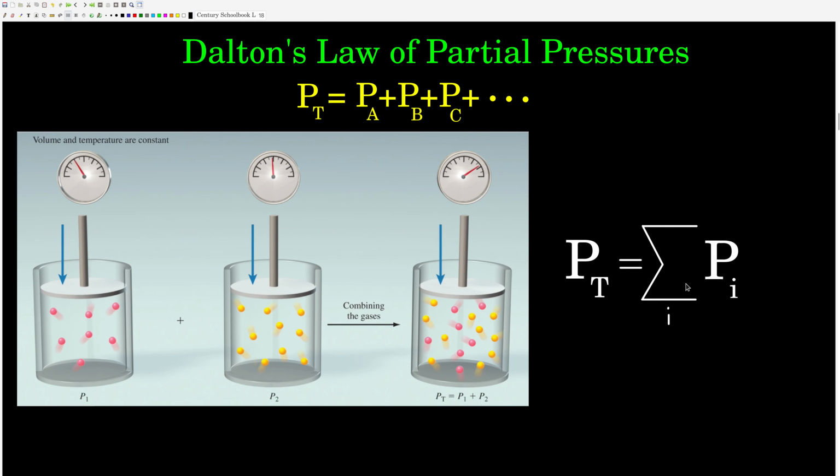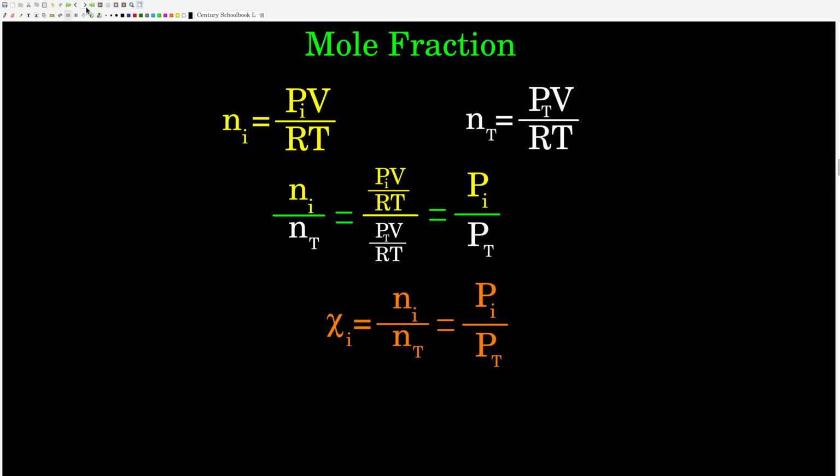So this is Dalton's law of partial pressures, another way of stating it over here. It's just using a summation sign. This Greek letter sigma just means the sum. So the total pressure in a mixture of gases is equal to the sum of the partial pressures of the individual gases. That is Dalton's law of partial pressures.